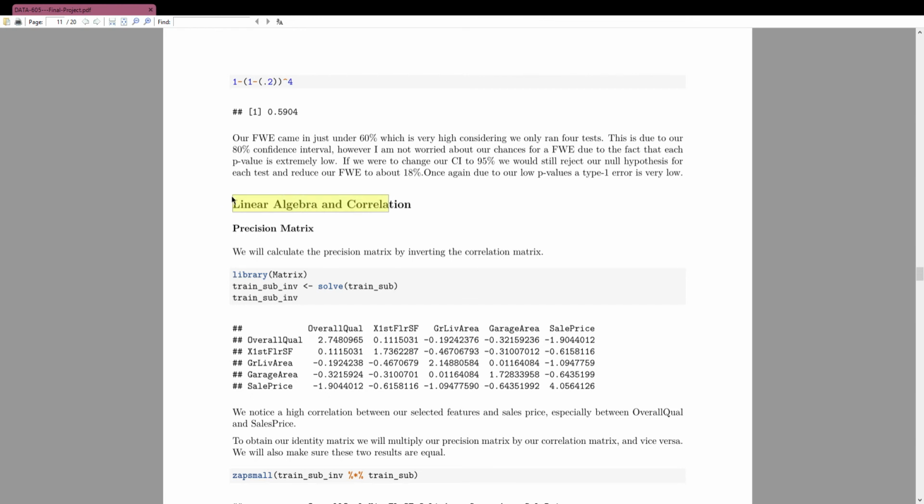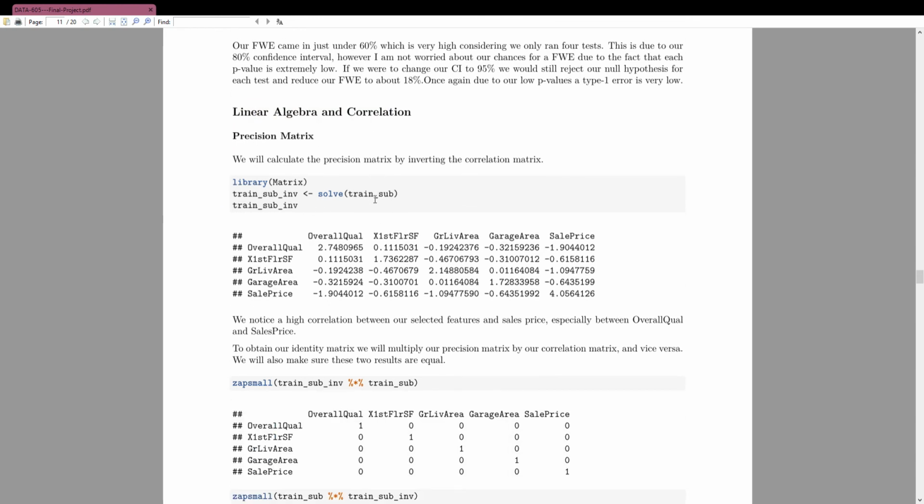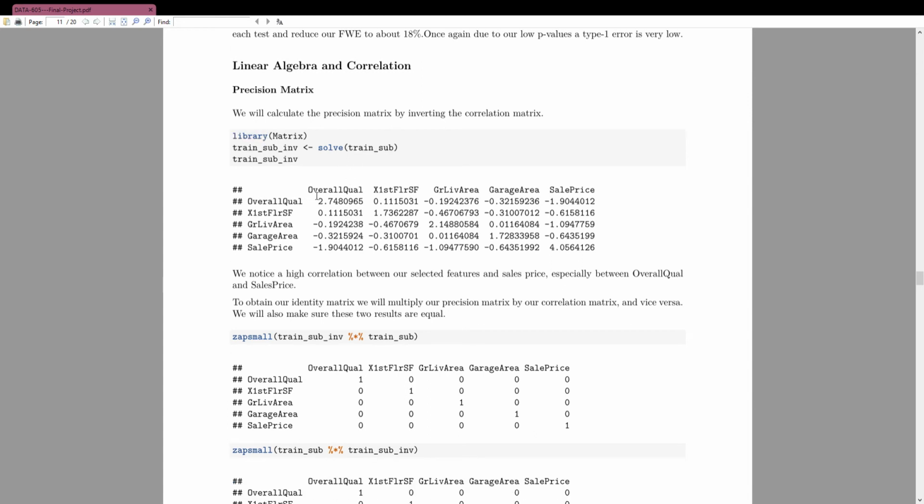But moving on, linear algebra and correlation. Here we are calculating our precision matrix. We are doing this using our correlation matrix. We are using the solve function from the matrix library. Here you see the precision matrix.